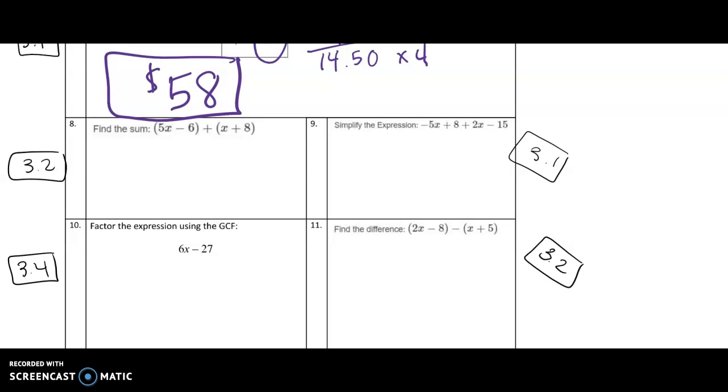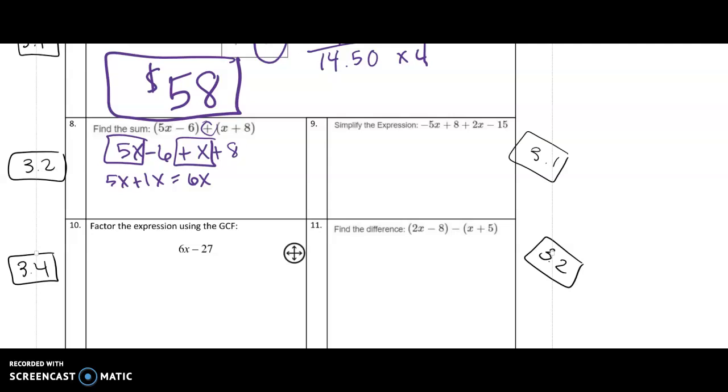All right, number 8, find the sum. There's an addition sign in between, which means we can ignore the parentheses. And so we can just go straight to box and circle. So we have 5x plus 1x, that gives us 6x. Negative 6 plus 8, those are different signs, so I'm going to subtract and I get 2. So my answer is 6x plus 2.